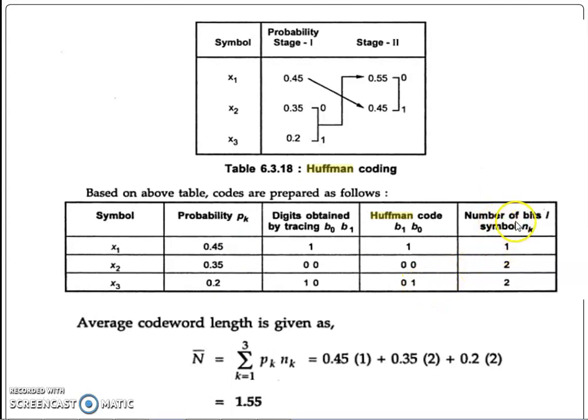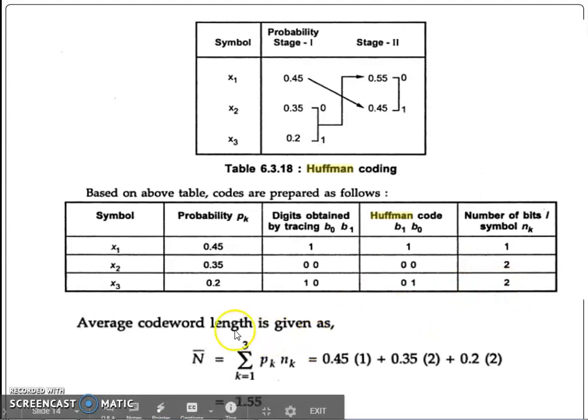The last column is the number of bits of a symbol, nk. How many bits do you have for the code? Here you can see you have a single bit, so the number of bits will be 1. Here you have 2 bits, 0 0, so the number of bits will be 2. And here also we have 2 bits for this Huffman code, so again it is 2.